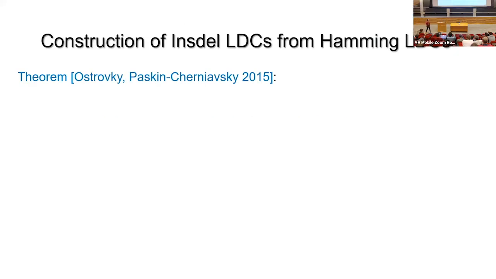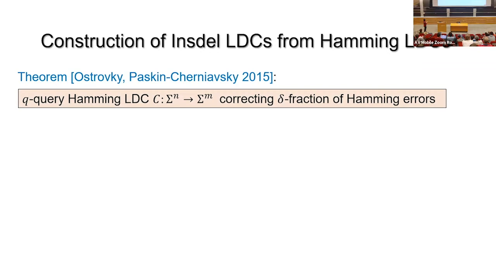Okay, so what do we know about insertion deletion codes? So there is a paper from 2015 by Ostrovsky and Pankratov-Chernyavsky, which shows the following. Well, first of all, where would you even start? Perhaps the natural way to start is, well, let's take a Hamming LDC. Can we make it robust to insdel errors? And that's exactly what these people do.